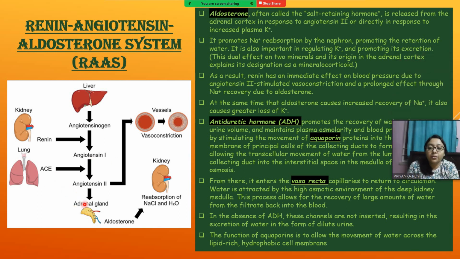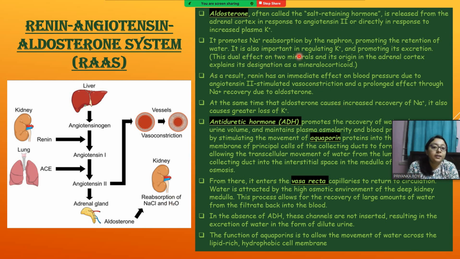Here, angiotensin II has gone to the vessels for vasoconstriction. Now it has gone to the adrenal gland and is causing the secretion of aldosterone. Aldosterone is now acting upon the kidney and helping in the reabsorption of sodium chloride and water.